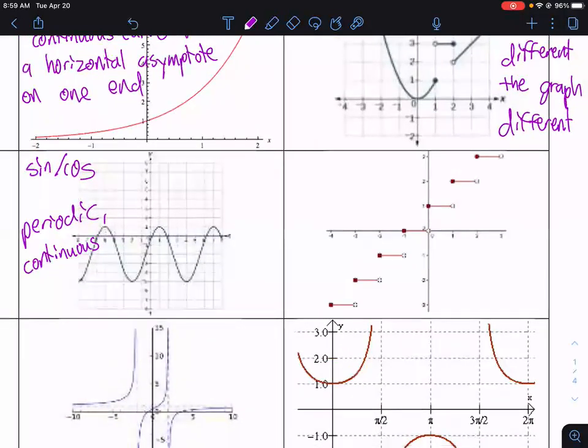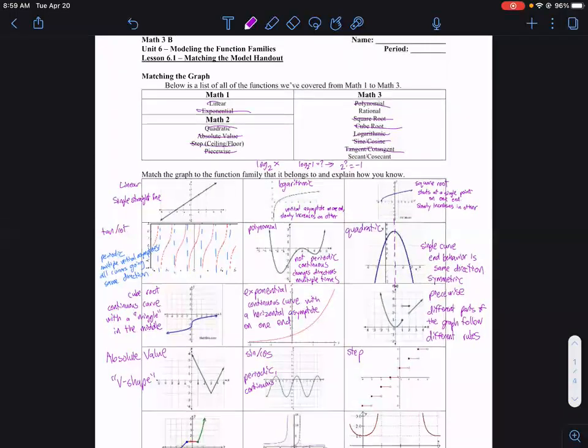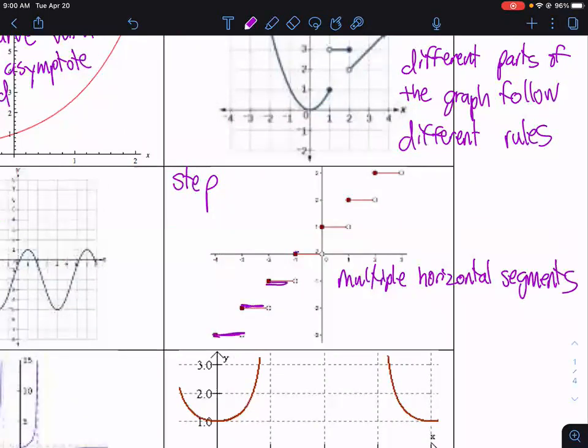Okay, so this one, this is a step function. And again, you can see it sort of looks like steps, right? If you were to connect these. Okay, so for the step function, you've got multiple horizontal segments. Right, here, here, here, and every one of these is a step.